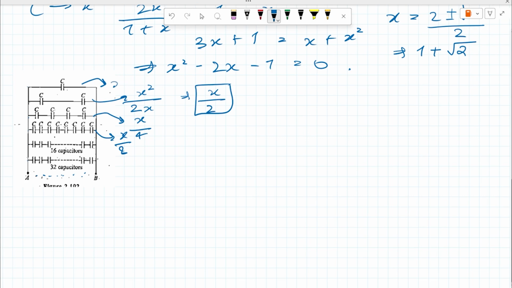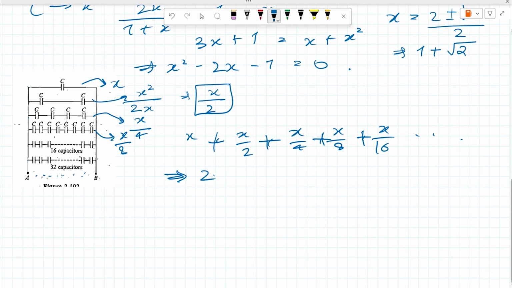So we can see a pattern here. The capacitances are in the pattern of x, x by 2, x by 4, x by 8, x by 16, and so on. In this scenario, these are in parallel, so they get added. So we are required to find the sum of a GP, and when we figure out the sum of this GP, we get twice of x. Another way to look at it without using the GP formula is by using this method.